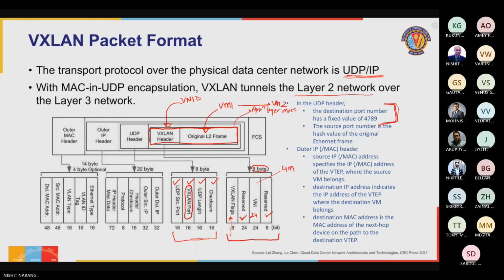Now, the source port number, on the other hand, is not fixed. The sending VTEP puts a UDP source port number, and this source port number, by the standard, is defined to be the hash value of the original L2 frame. What does that mean?